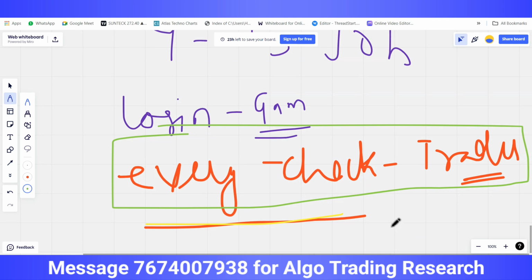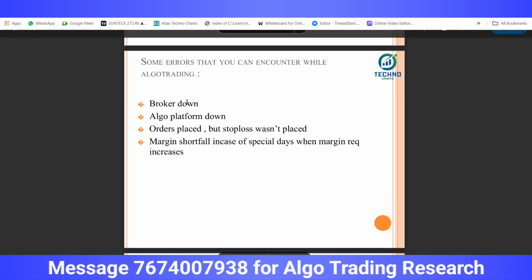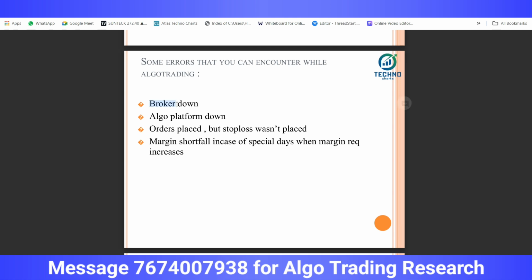Because if you are not in front of the screen while errors are happening, let's say your broker is going down, in that case it can definitely blow your capital. I am not even kidding in this scenario. Some of the errors you can encounter while algo trading are your broker going down, your algo platform going down, or orders are placed but the stop loss wasn't placed. This is a very dangerous scenario.